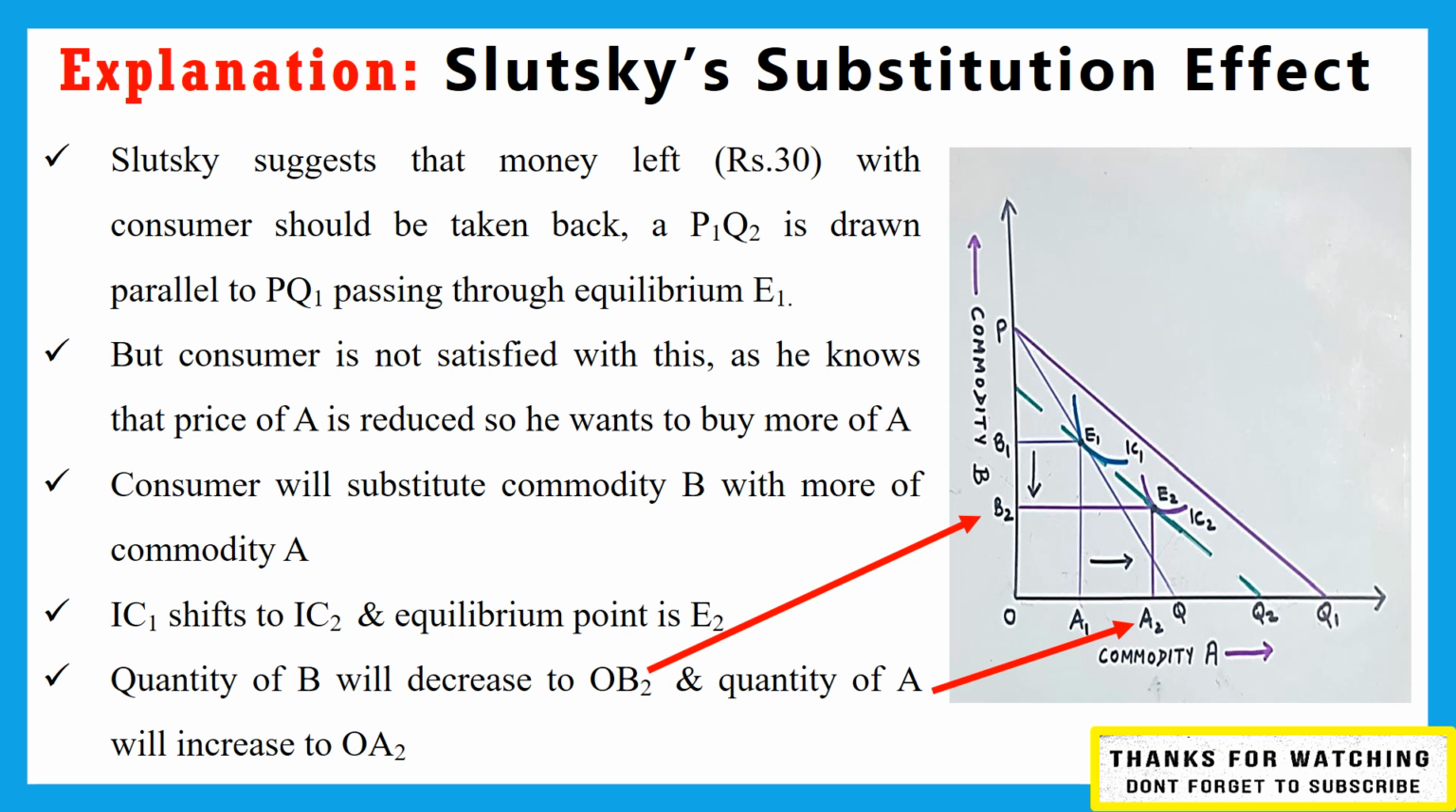Now the indifference curve shifts to the higher side, that is IC2, and the equilibrium point is E2. At this point, the quantity of commodity B decreases to OB2 from OB1, whereas the quantity of commodity A increases from OA1 to OA2. So this is what Slutsky wanted to explain through his substitution effect concept.